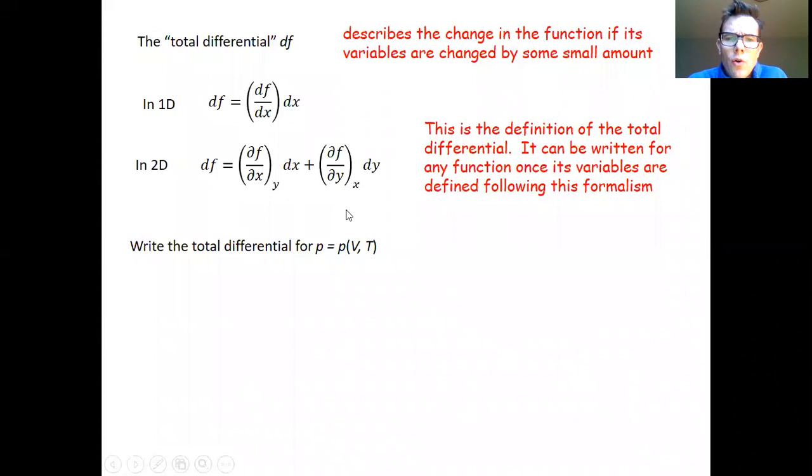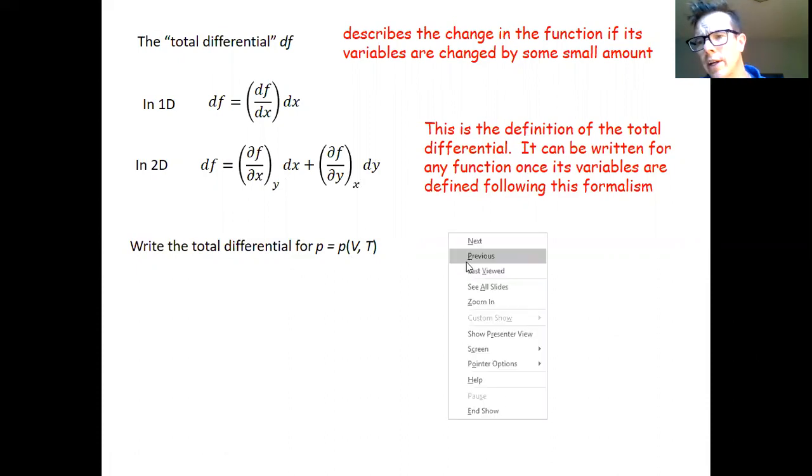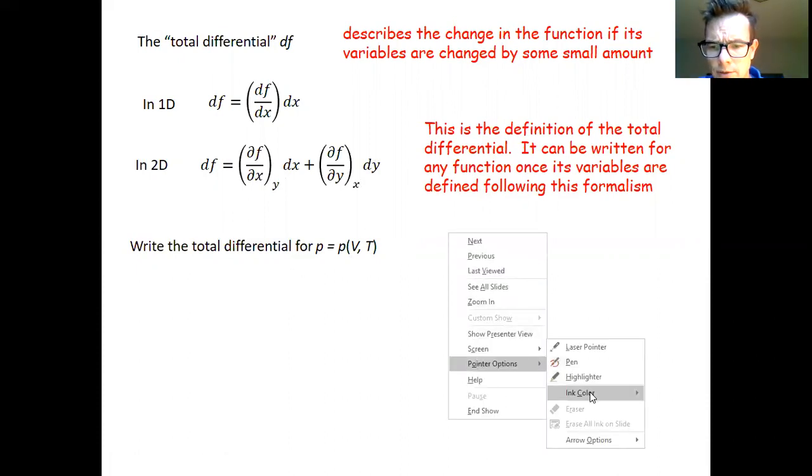And what you need to know is that I can write this expression, the total differential of a two-dimensional function, by definition. That is, if I tell you that f is a function of the variables x and y, you can write this. I'll work through this example for you, although if you want to try it on your own, just pause the video here. Imagine now I have some function p, which is a function of the variables v and t. Write the total differential. If you just want to see how to do this, you can follow me.